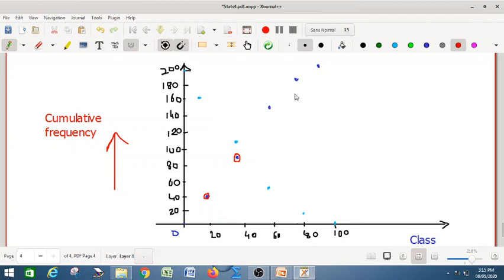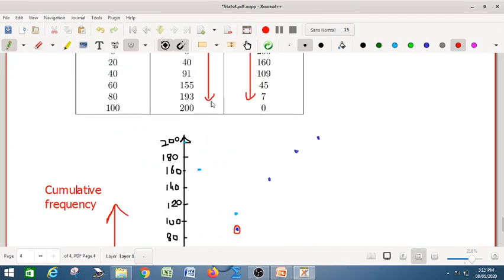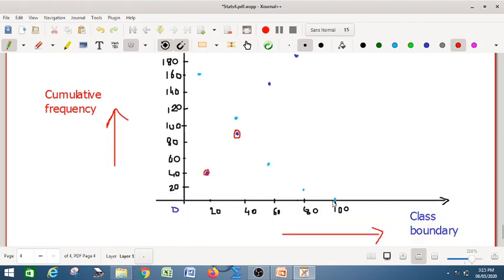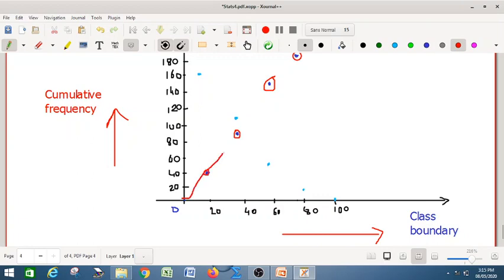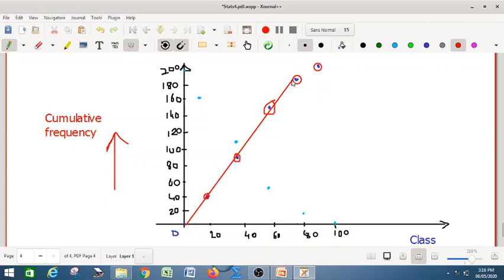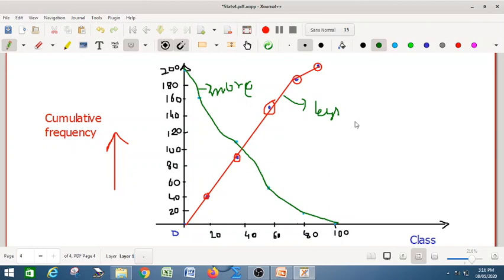So you have the data of blue dots on the diagram as the less than type. For the last one, at 100 the value is 200. So you join the points with a curve. This red curve is the less than type, and the green curve is the more than type. So this one is the less than type ogive, and this is the more than type. Clear? So this is how you can draw the ogive or cumulative frequency polygon.